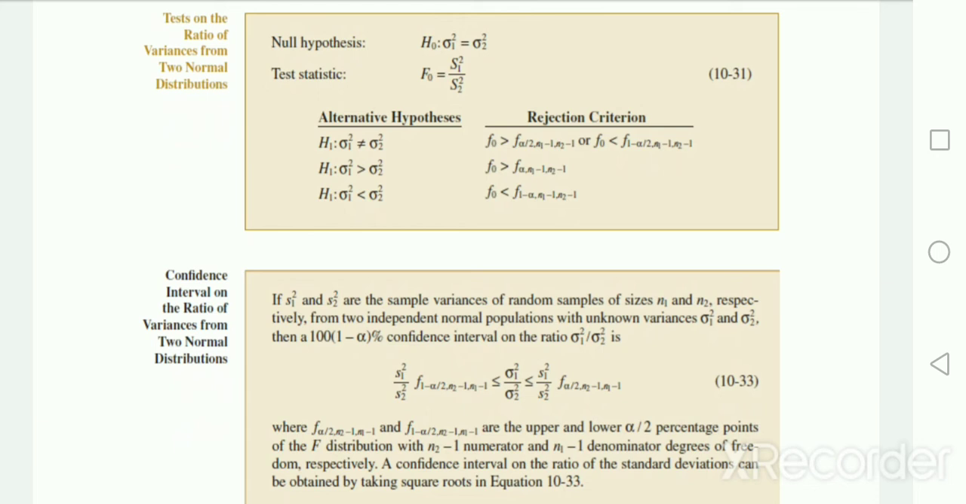And the confidence interval for a two-sided test: on the left side it is s1 squared divided by s2 squared times F 1 minus alpha by 2 comma n1 minus 1 comma n2 minus 1, less than or equal to sigma 1 squared divided by sigma 2 squared, less than or equal to s1 squared divided by s2 squared times F alpha by 2 comma n2 minus 1 comma n1 minus 1 for the right side.